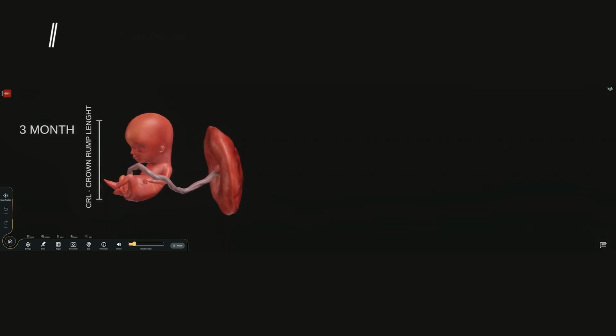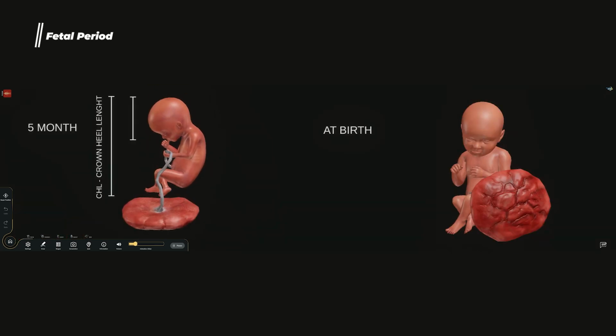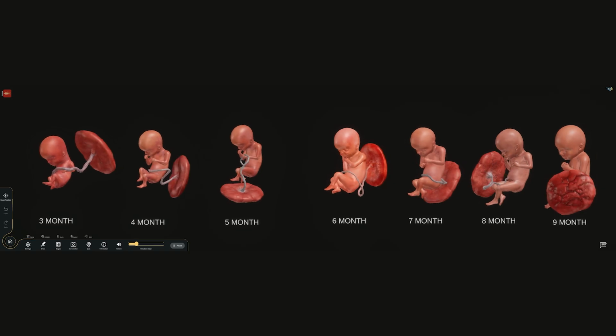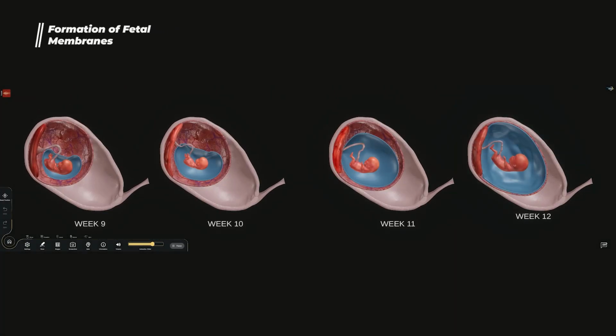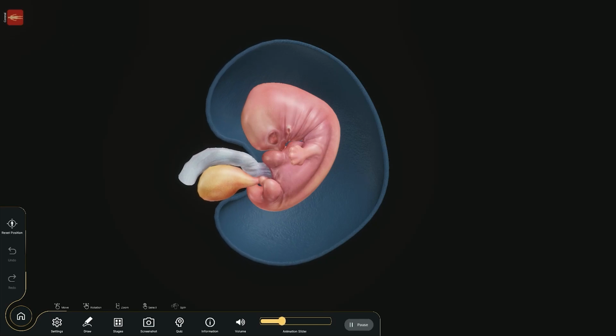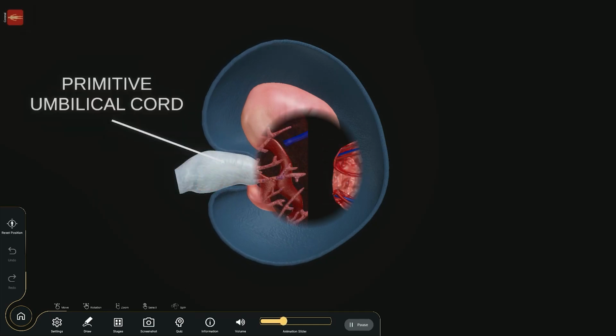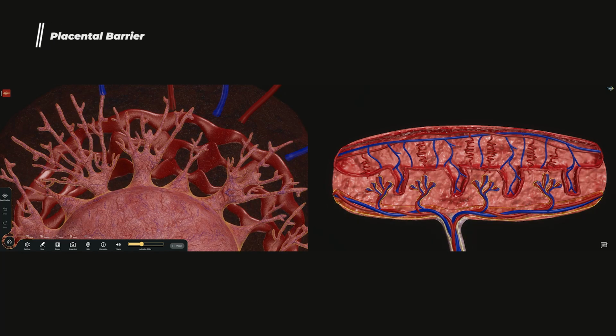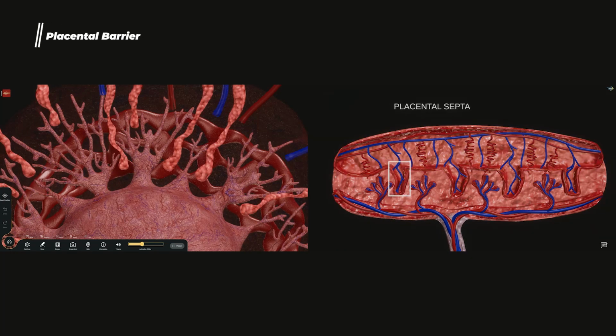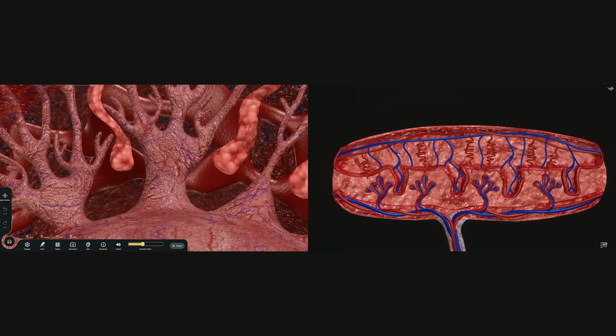Explore the fetal period from 9 weeks to birth in vivid 3D with Cadaviz. Watch as the amnion stretches, chorion connects, and the umbilical cord forms nature's lifeline. Cadaviz can help learners to visualize in 3D the architecture of the placental barrier.